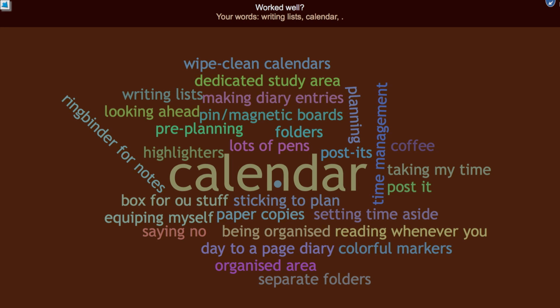I thought there would be a lot of stationery here. Pre-planning folders, looking ahead, saying no. What an amazing thing. I'm trying to do more of that myself. Looking at notes and having reminders of notes, taking my time, post-its, coffee. Yes, very important. Lots of pens. So stationery seems to be something that really helps people. And I noticed here, funnily enough, that you've brought some with you.